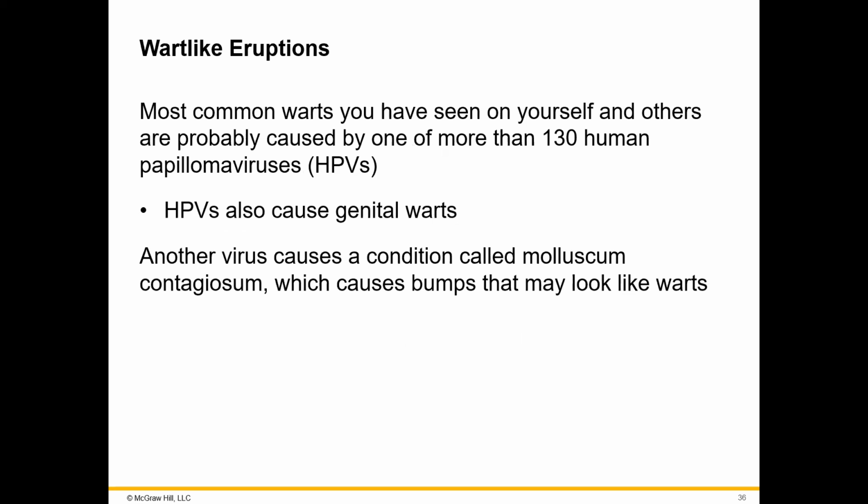So some diseases lead to wart-like eruptions. HPV is what causes warts in people. All warts ever, genital warts, skin warts, whatever, are generally caused by some form of human papillomavirus. A papilloma is another word for a wart. So there's 130 that we know of. There's probably more.